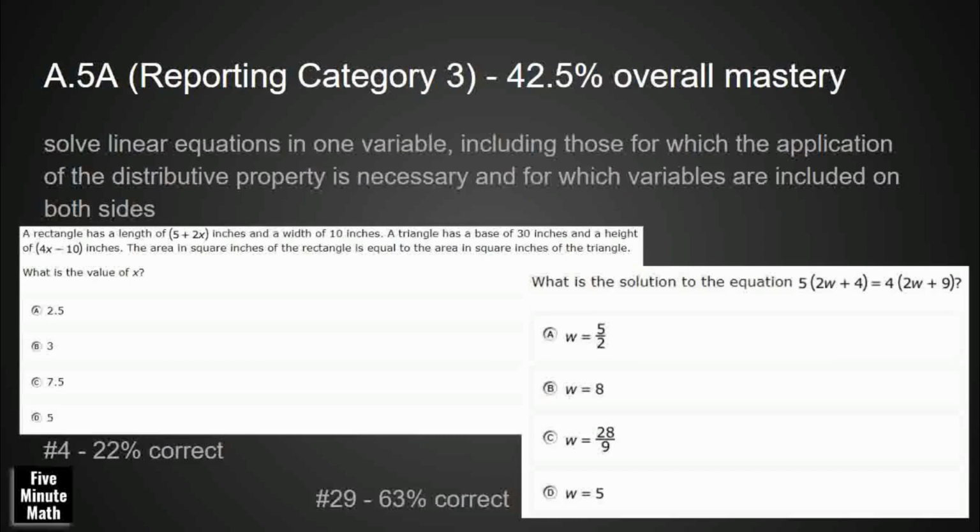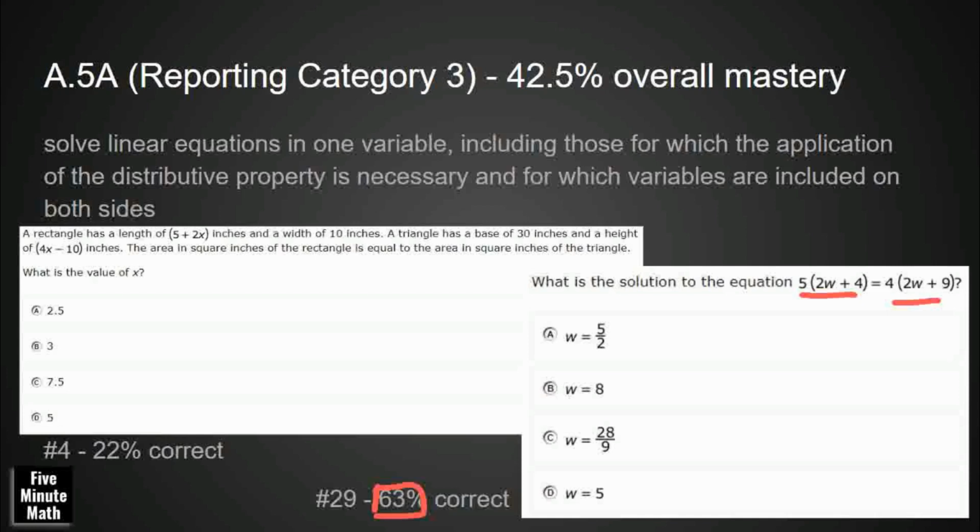When we're looking at 8.5a, 42.5% overall mastery, we are solving linear equations. The issue was not the second one. Look at the number 29 right here, 63%. This is pretty fine. It's just the distributive property, right? The problem with number 4, and you notice it's A, B, C, or D, it's not a new item type. The problem is setting this up.